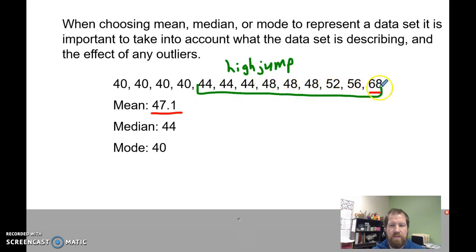Now, there are definitely some that could clear a higher bar. But if I start making this higher, if I said this was 48, well, now most of my students actually can't clear a 48 bar. So I think median in this case is my best representation for my data.